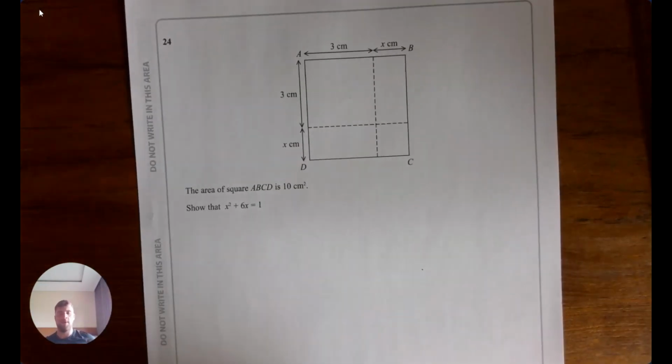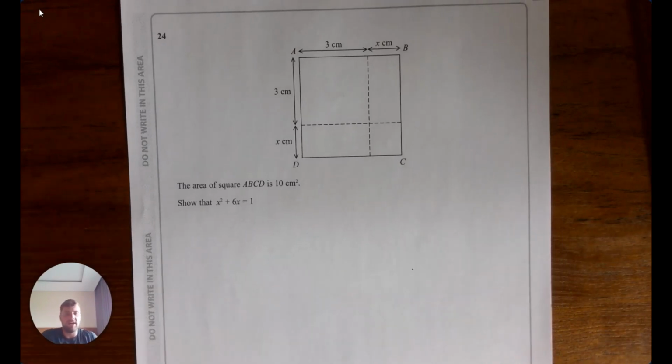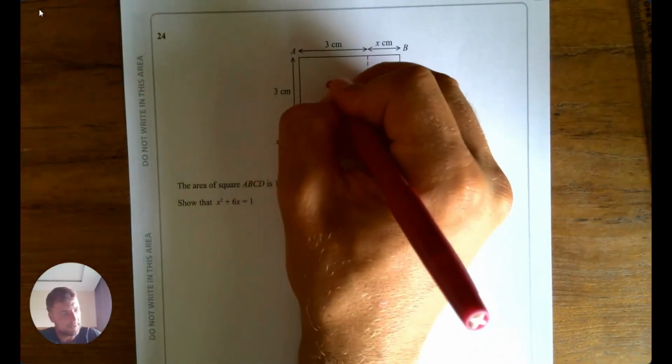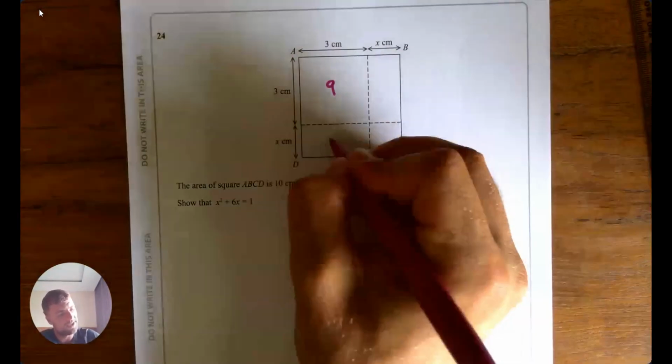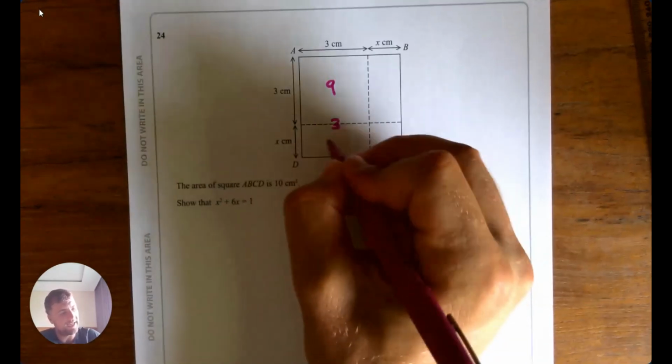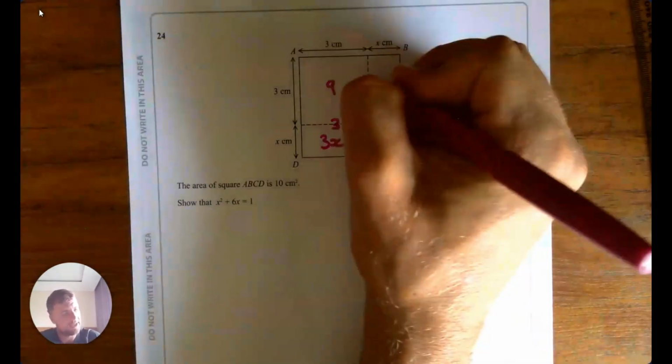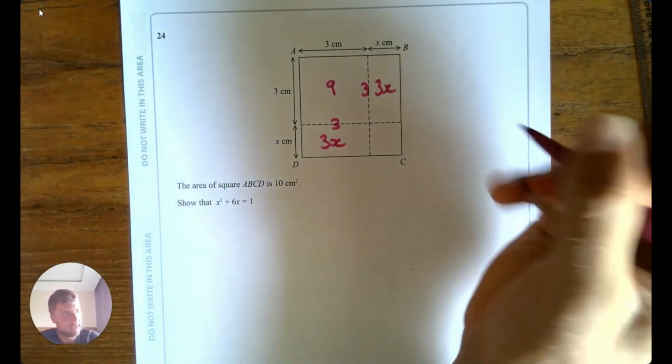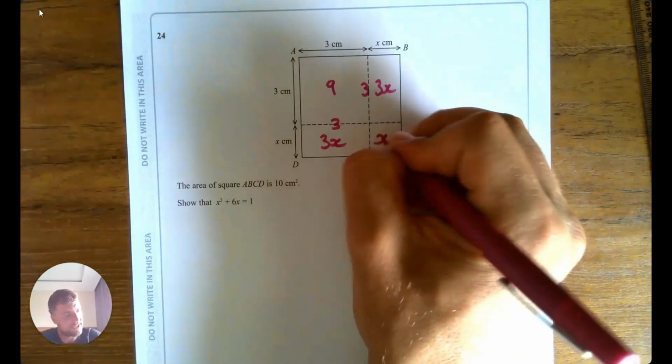Okay, question 24. So we've got a square here. It's been split into 4 parts, and it says the area of square ABCD is 10. Show that x squared plus 6x equals 1. So it's been split into 4 parts for a reason. So let's find the area of each of those parts. The first thing is 3 times 3. That's a square. So that's 9. This is a 3 here, and this is x, so this is 3x. This is also a 3 here, so this is 3x as well for the rectangles. And then this would be x times x here, which is x squared.